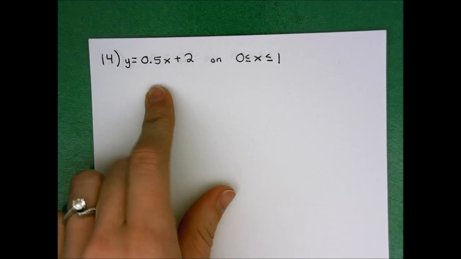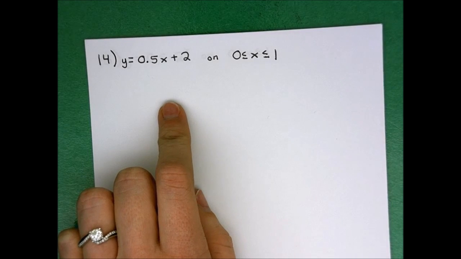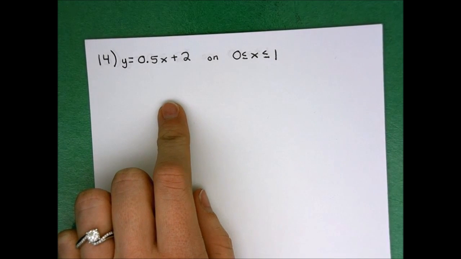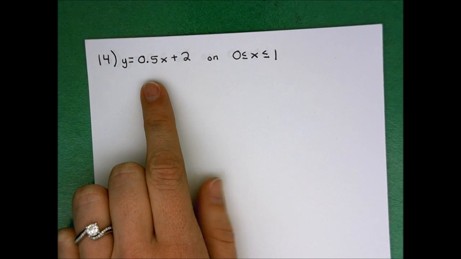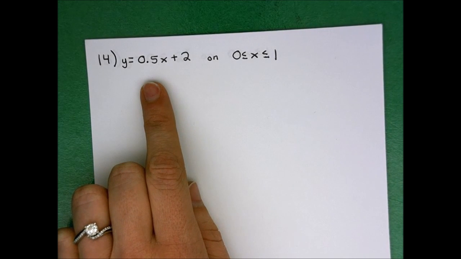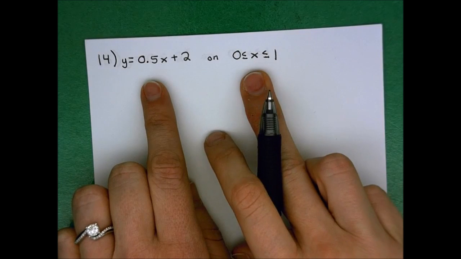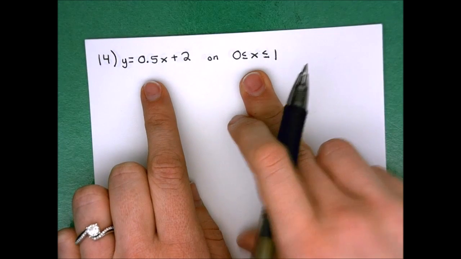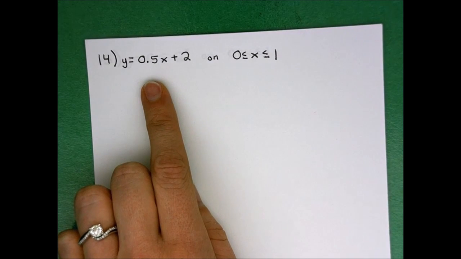Hi there. We talked today in class about finding the average value of a function over a set interval. So this one is number 14 on your 5.3 practice worksheet. On number 14, it gives you an equation y equals 0.5x plus 2, and they actually give you 3 intervals to find the average value over. We're going to do the first one, the one that says 0 to 1. You also have a 1 to 2 and a 2 to 3 that you'll need to do on your own.